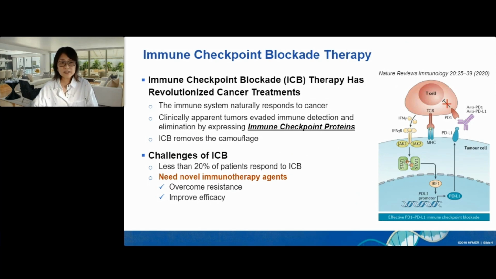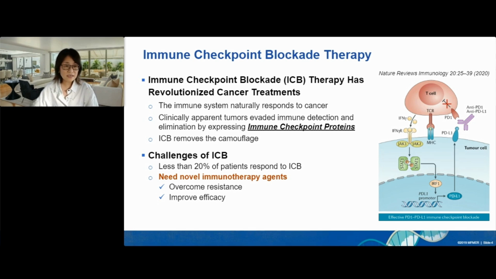However, to be clinically apparent, the tumors must have evaded the immune surveillance. This is because, as shown in the figure to the right, many tumors express cell surface immune checkpoint proteins and disguise as normal cells. Immune checkpoint blockade, such as PD-L1 or PD-1 inhibitors, works by jamming those normal signals so the immune system can see the tumors again.